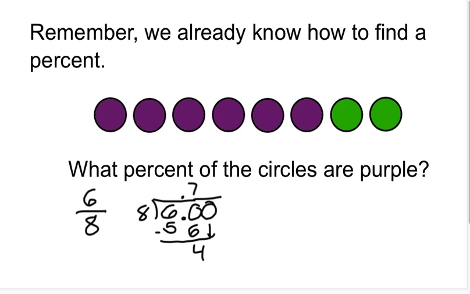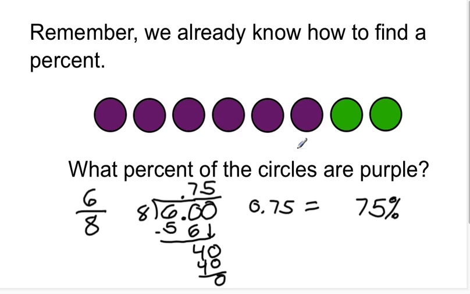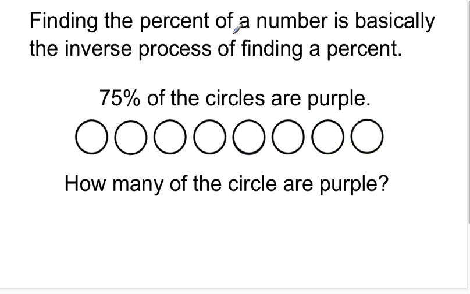Bring down our 0, and 8 into 40 will go a total of 5 times. 5 times 8 is 40, and so we terminate, and now we have our decimal of 75 hundredths. Okay? So, of course, then we can just turn that into 75%. So we know how to find a percent for an amount. Okay? So let's take a look at actually finding the percent of a number.